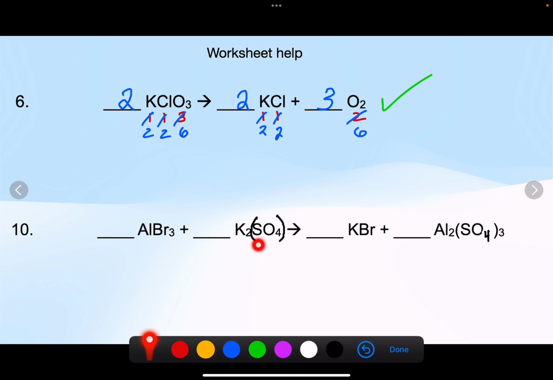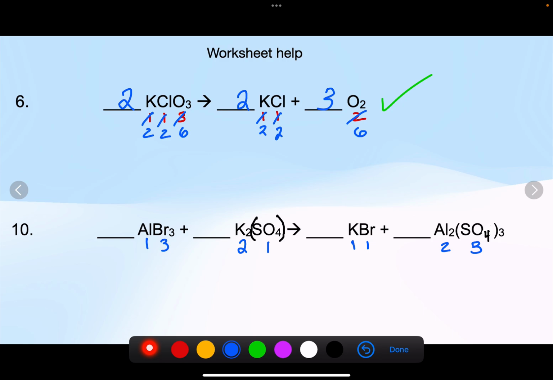Here you have 1 sulfur, here you have 4 oxygens. Over here you have, because there's 3 bundles, 3 sulfurs and 12 oxygens. I like to count them as bundles. As long as they stay together on both the left and the right, it's the easiest thing. So let's go through and make our counts. So we have 1 aluminum, 3 bromines, 2 potassiums, 1 bundle of SO4, 1 potassium, 1 bromine, 2 aluminums, and 3 bundles of SO4. Okay?